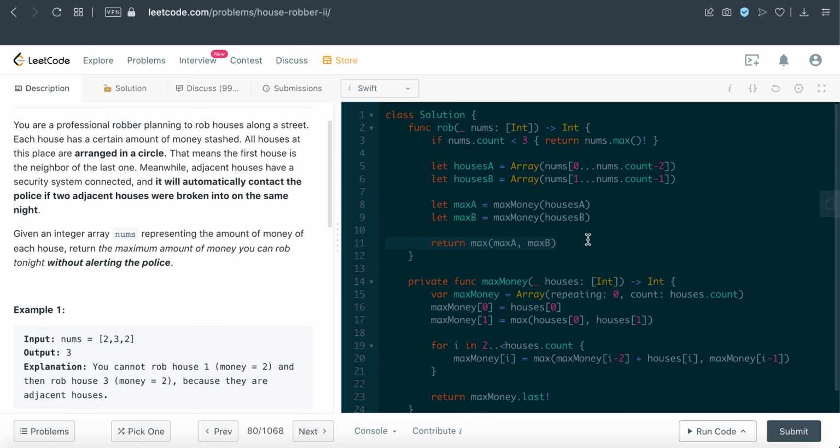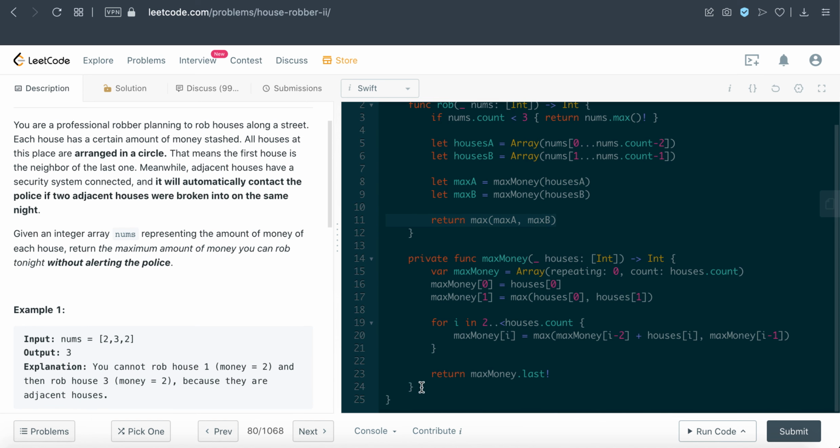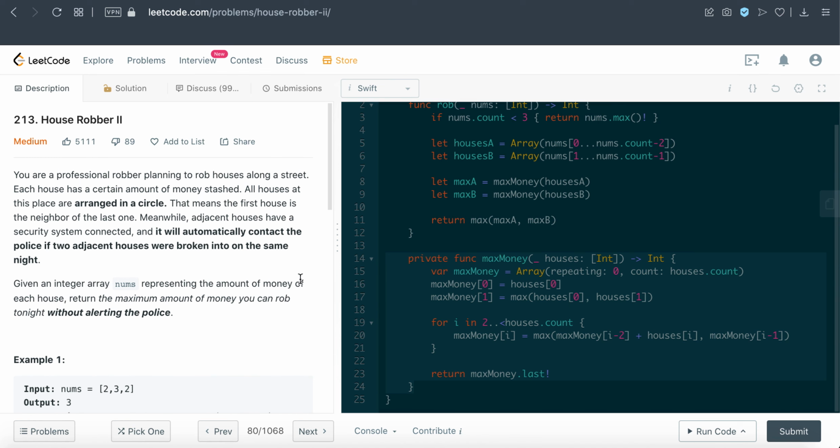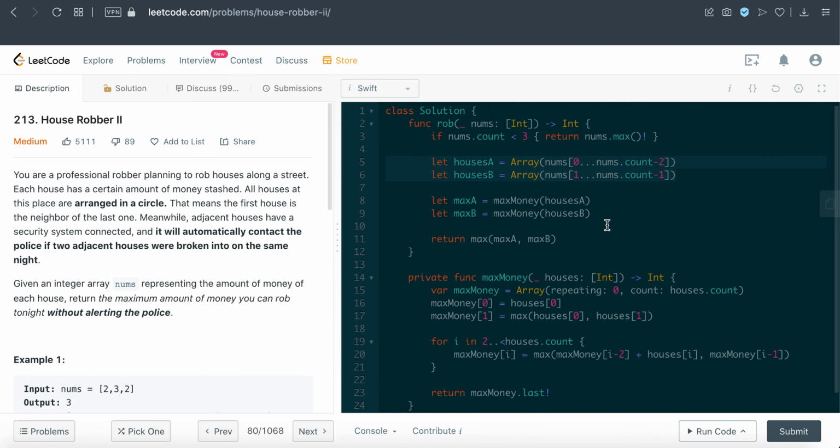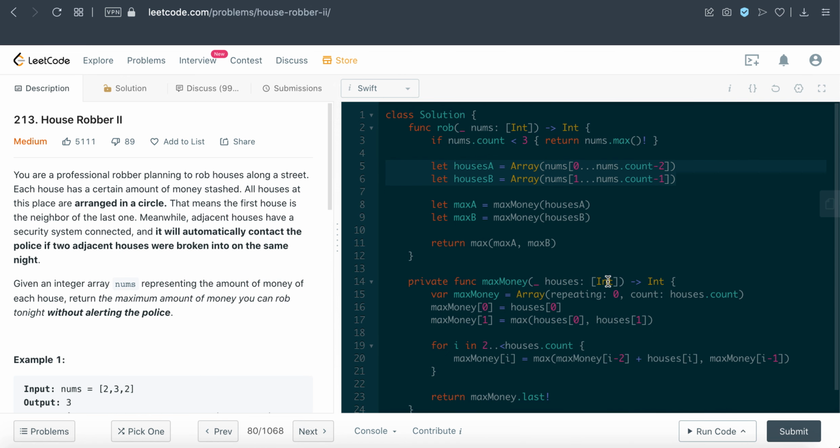So basically, this private function here is exactly the same solution as the first one, house robber one. The only difference is we have to split the houses into two sets, and then everything else is basically the same. So yeah, hopefully you guys find this video helpful.